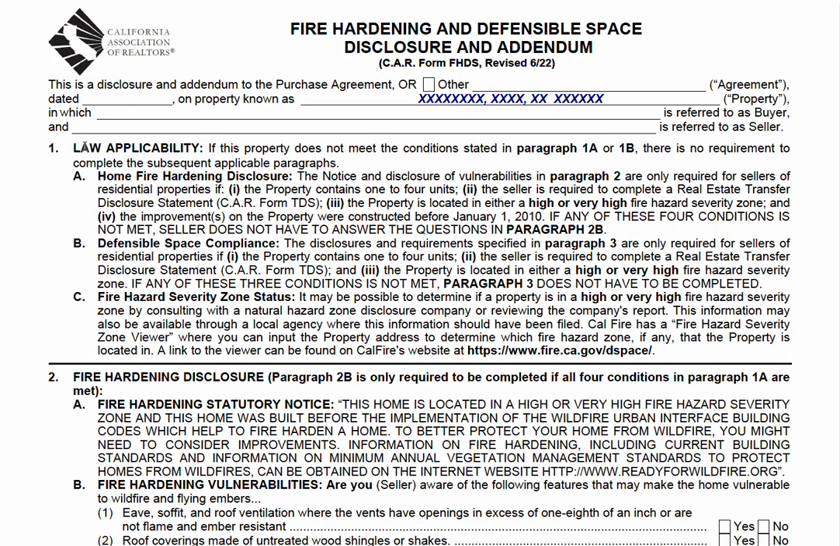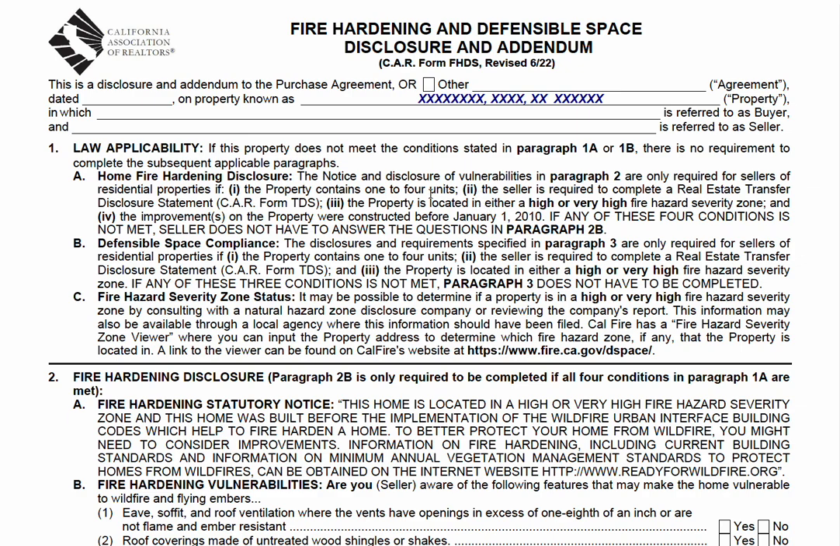All right, paragraph 1, section 1 is just applicability. When does this form apply? It tells you there are 2 different things we're talking about here: home fire hardening, which is preparation, and defensible space compliance, that's the buffer zone around the property. And it gives these conditions. When are you required to do this form? I'm going to break this down very simply for you.